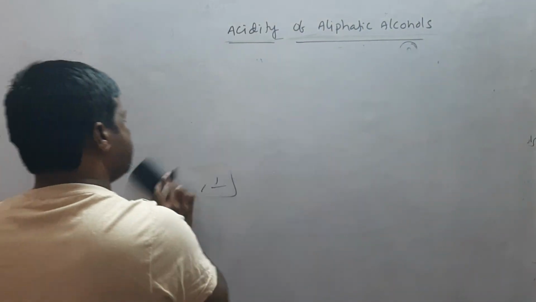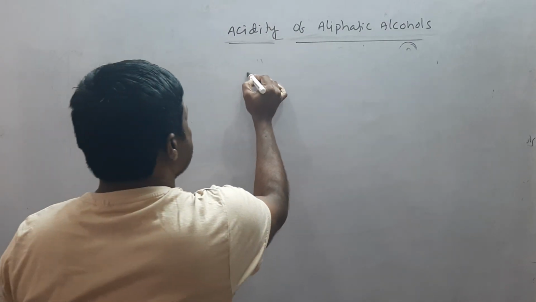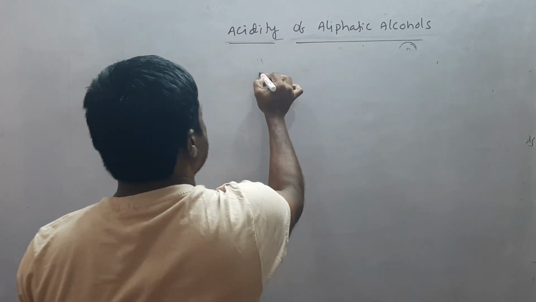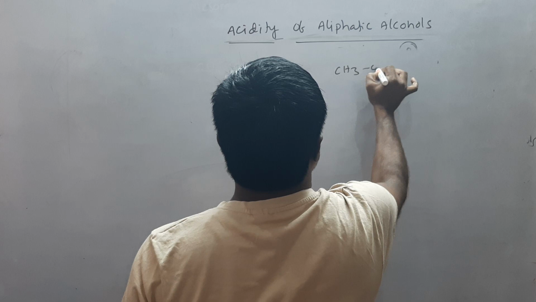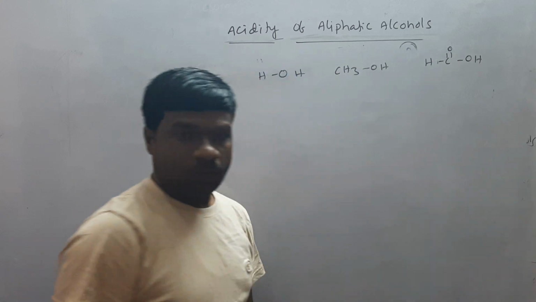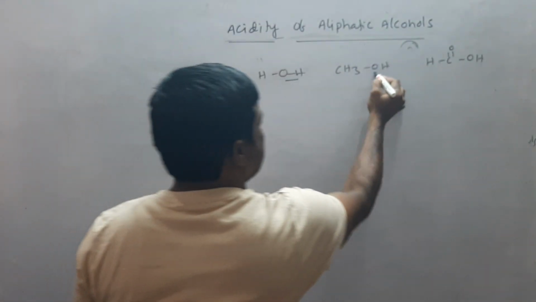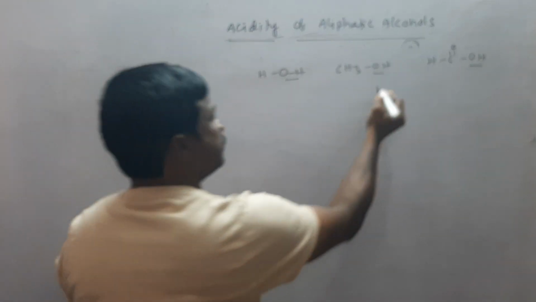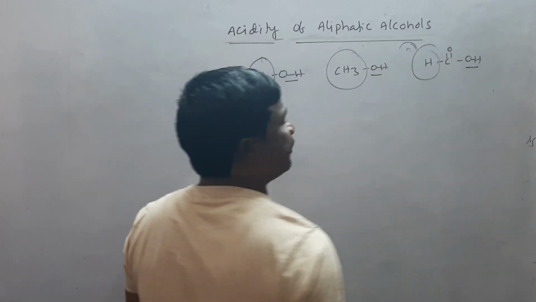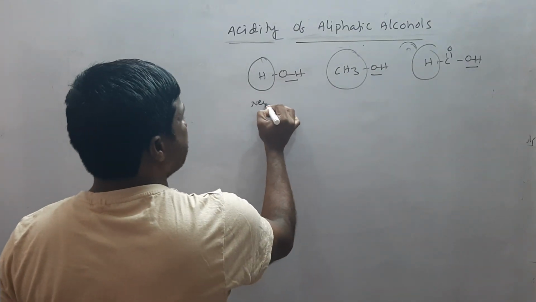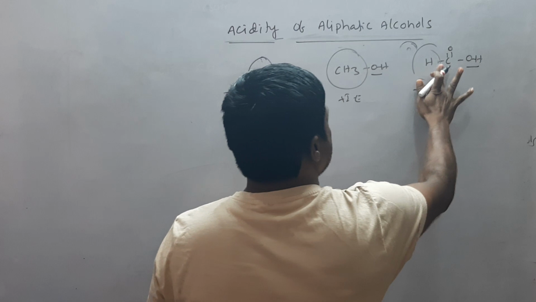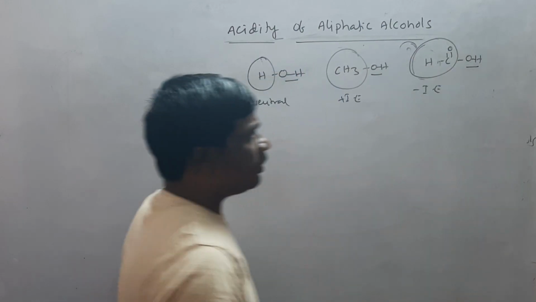The simplest question. Here CH3CH2OH, or I have to take HOH, CH3OH, then HC double bond OH. In this case, this part OH is the same for all compounds, and this one is different. Whatever we wrote in the circle, that is different. Here, what is this group? This is generally neutral, then this one is a plus I group, and this one is a minus I group. This entire thing is a minus I group.